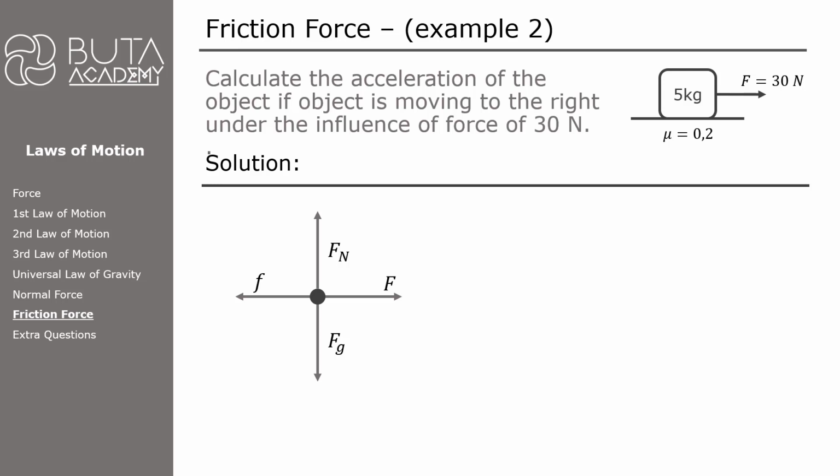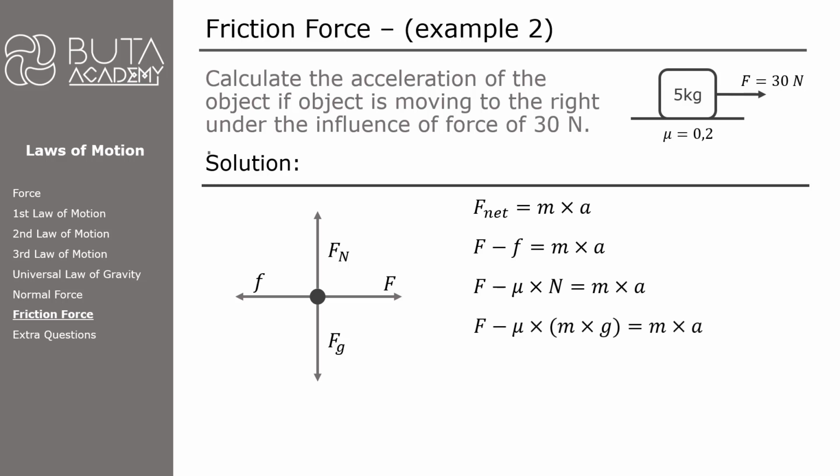As we are required to calculate the acceleration of the object, we start by writing the formula for the second law of motion. We consider the normal force and force of gravity are balancing each other on the vertical axis. We consider the direction of the motion, which is to the right in this case, as positive direction. The net force is equal to applied force minus the force of friction. Friction force can be calculated by multiplying coefficient of friction and the normal force. The normal force can be calculated as mass times gravitational acceleration.